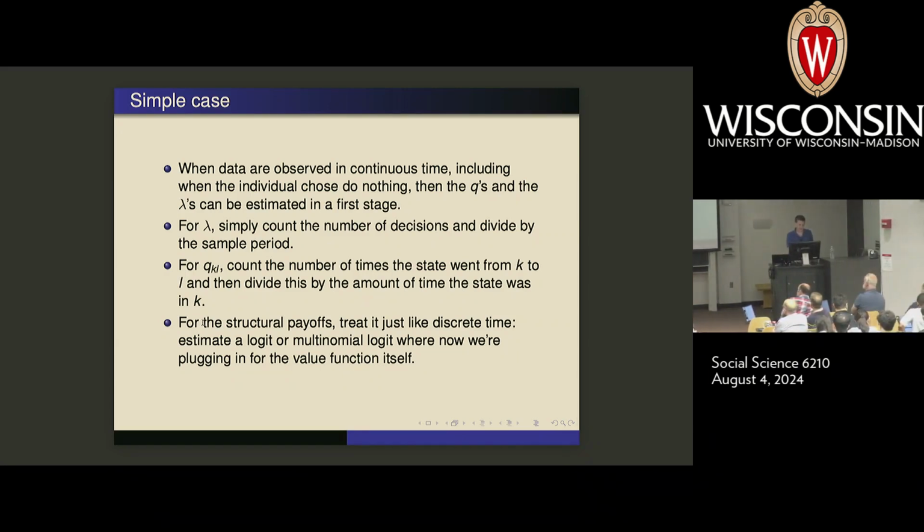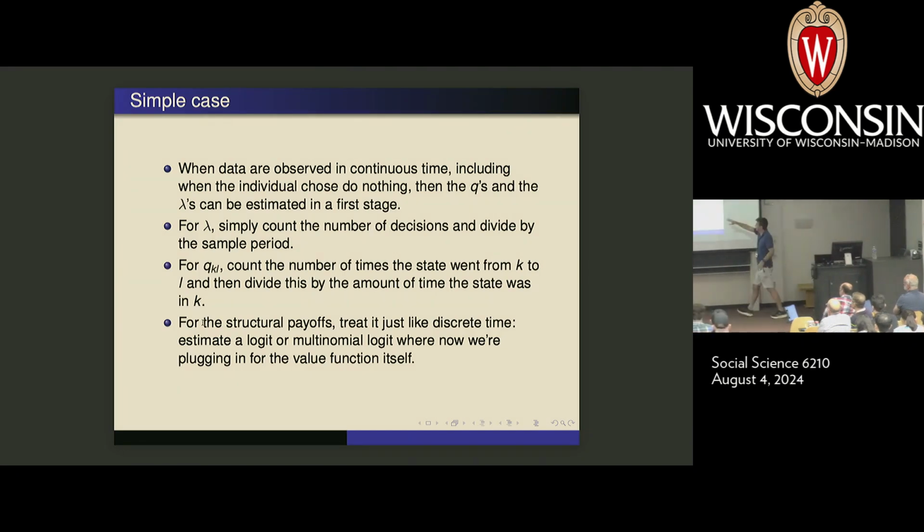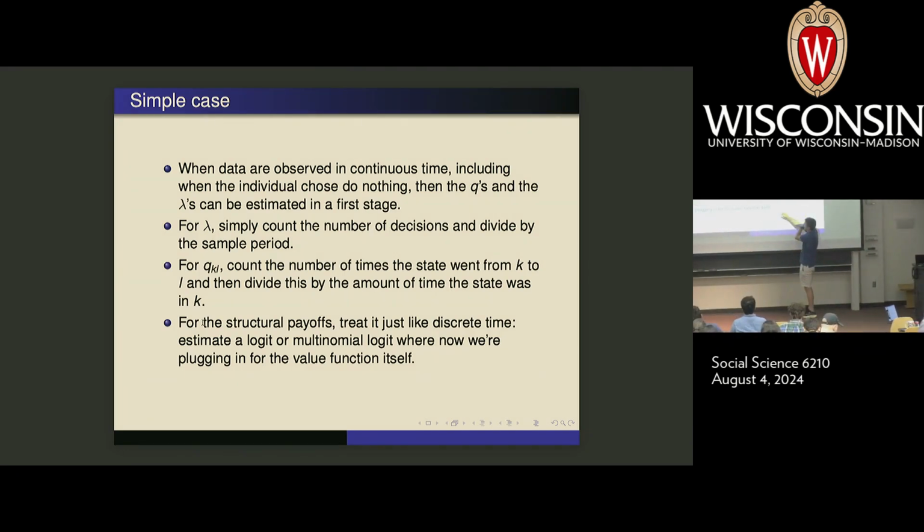Though actually, I do this lecture before I don't do the CCPs in the code. We actually solve the fixed point there. The CCP, it's fast enough because it's so simple. So point being, for structural payoffs, just like discrete time, estimate a logit or multinomial logit, where now we're plugging in the value function itself into those probabilities.